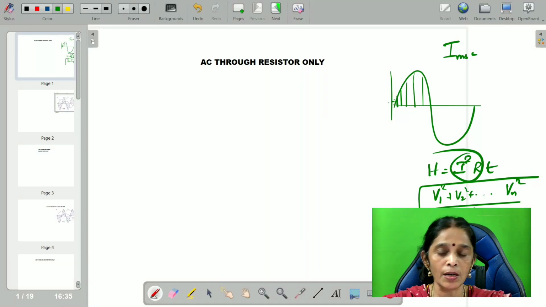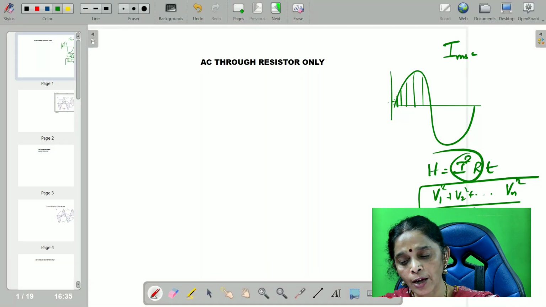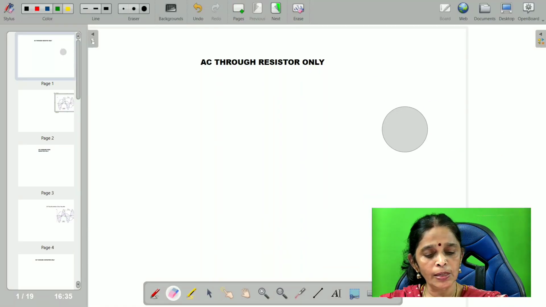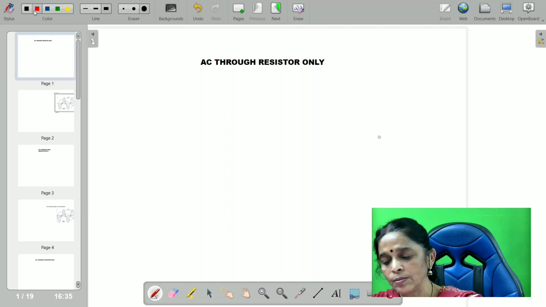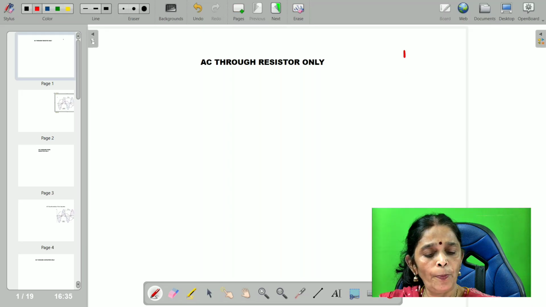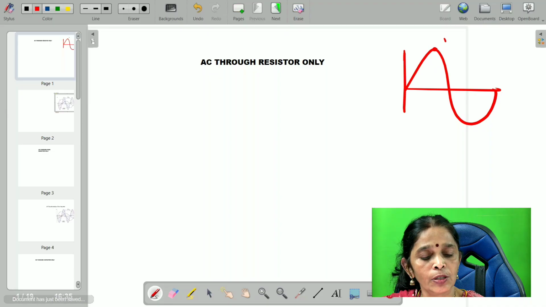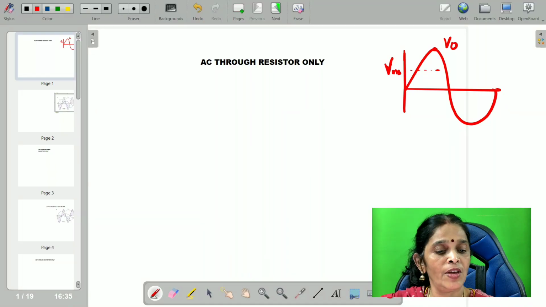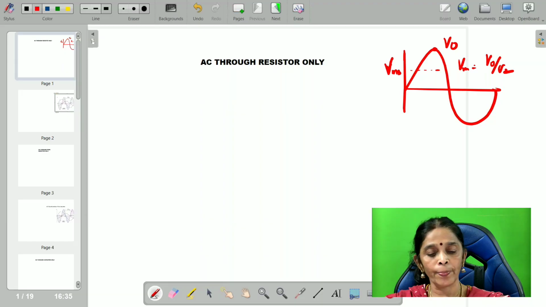So all that we have seen. Then we found the relation between the RMS value and the peak value. The peak value is always greater than the RMS value. So this is V0, whereas this is V RMS. V RMS is always lesser than V0. So V RMS is equal to V0 by root 2. That is what we have seen.